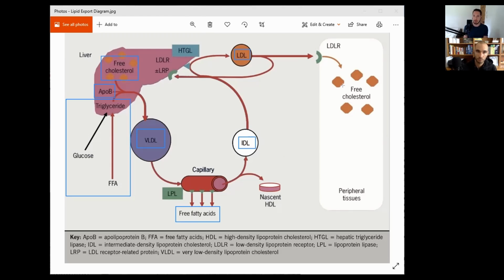And then that LDL can drop off the cholesterol at the tissues. So you see here on the right, the peripheral tissues where the cholesterol is dropped off, and this is mediated by the LDL receptor. Again, this side of the pathway is something we talked about more in those cholesterol episodes, and so I will link back to those. It's not quite as relevant here.